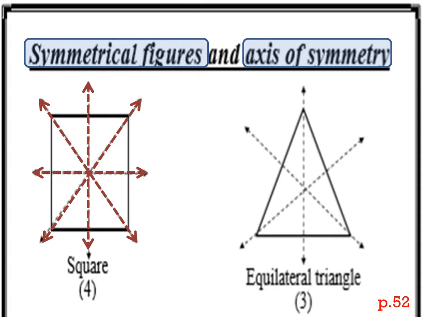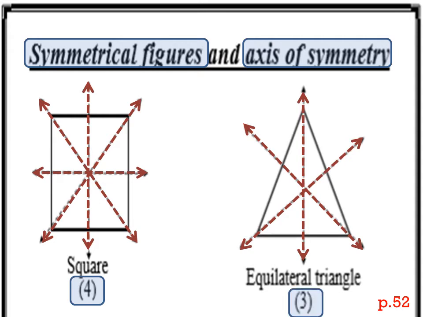And now in the square, how many lines of symmetry do we have? We have 4 lines of symmetry. We have to memorize this well. So in the square we have 4 lines of symmetry. And what about the equilateral triangle? In the equilateral triangle we have 3 lines of symmetry. Here is the first line, and also we can divide it like this. And here is the third line. So we have 3 lines of symmetry in the equilateral triangle.